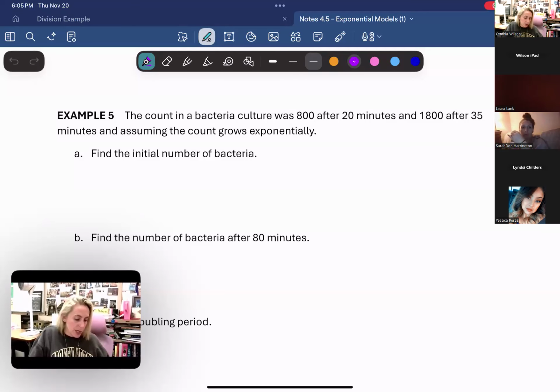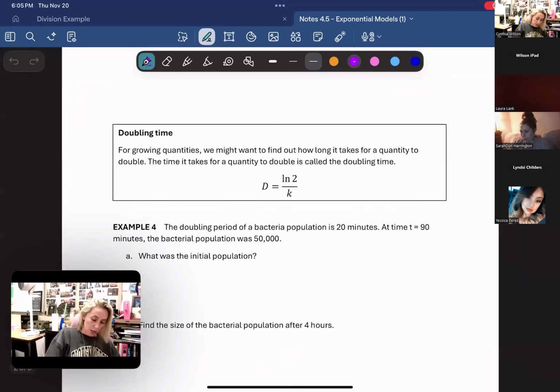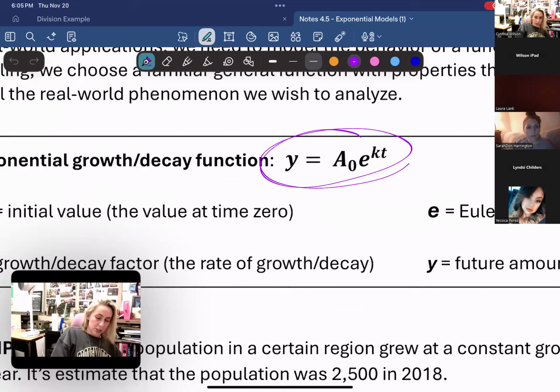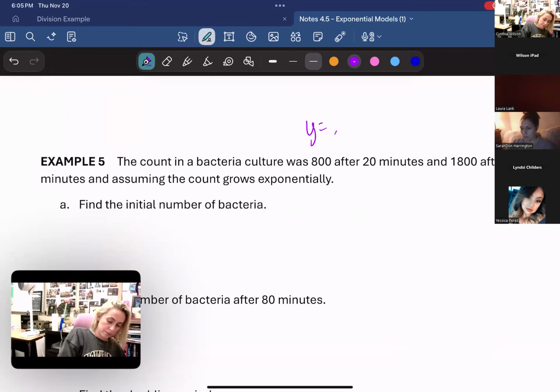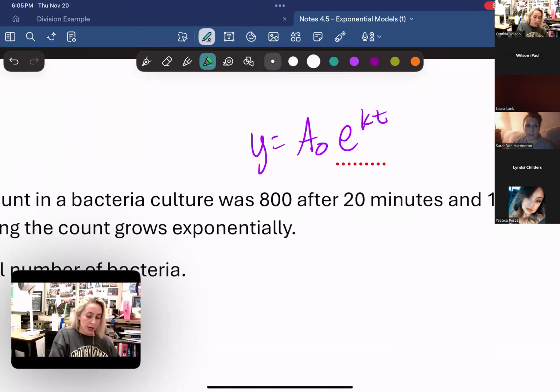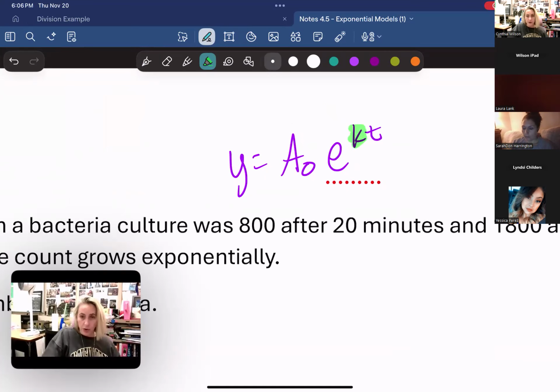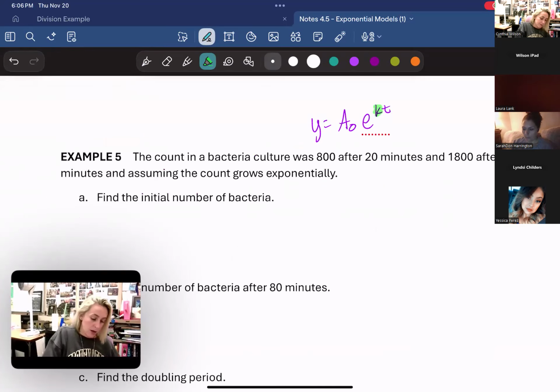All right, so the count in the bacteria culture was 800 after 20 minutes and 1800 after 35 minutes, assuming the count grows exponentially. Find the initial number of bacteria. So in order for me to be able to do this, this is my function that I'm looking at: y equals a sub 0 e to the kt. I need to know the k before I can find the first term.